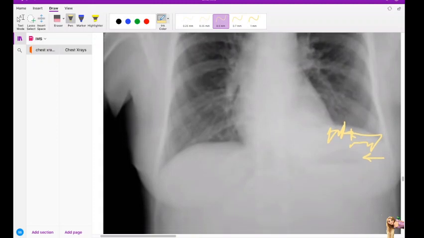I think Poco had asked how do you differentiate between subpulmonic effusion and pneumonia of the base of the lung. I think you can use this to differentiate.